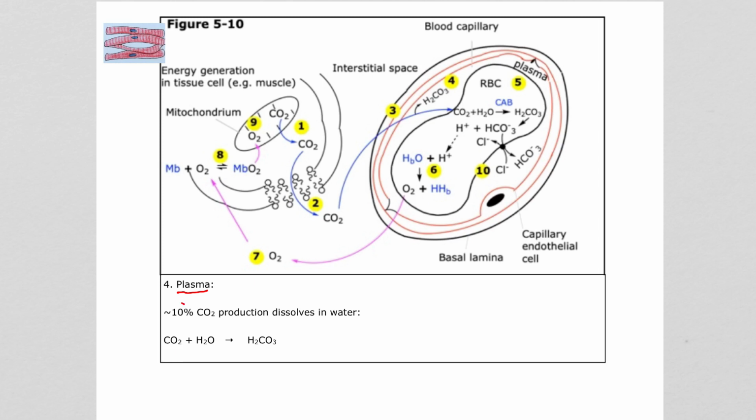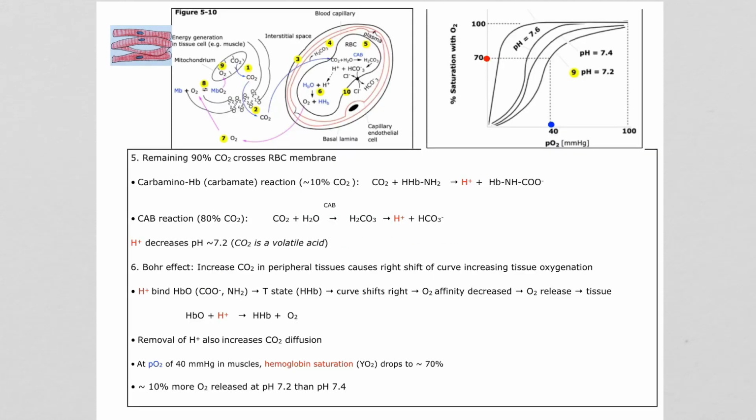about 10% of the carbon dioxide that is produced by the muscle cell actually dissolves in the water part of plasma. So carbon dioxide plus water will give you carbonic acid, H2CO3. The remaining 90% crosses the red blood cell membrane and enters the cytoplasm of the red blood cell.